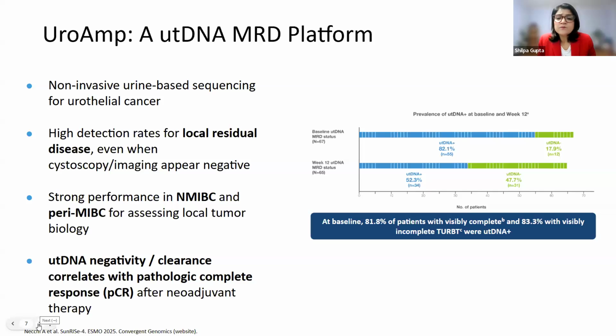And we saw that at baseline, around 82% of patients with visibly complete and 84% of patients with visibly incomplete TURBT were urine tumor DNA positive. So I see a lot of promise with this platform moving forward. This is just an early blush of the data. Next slide.